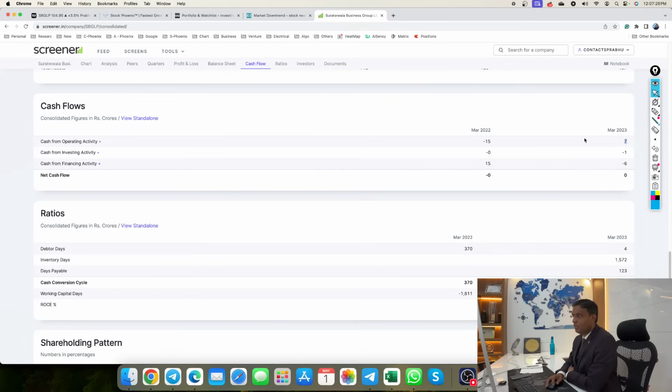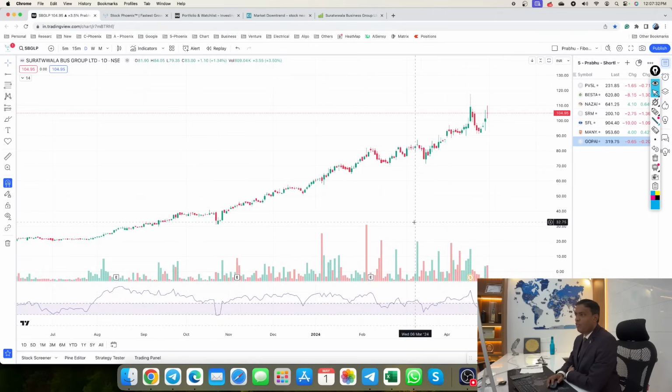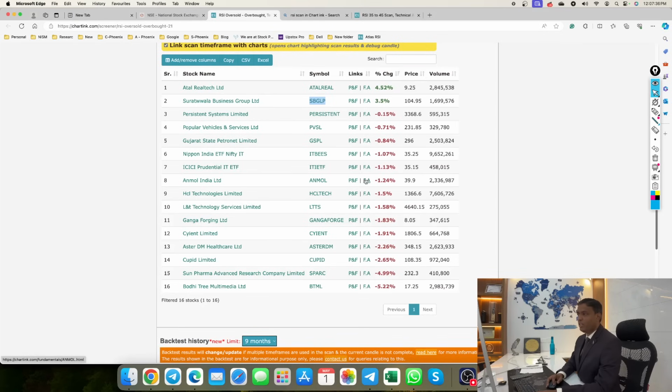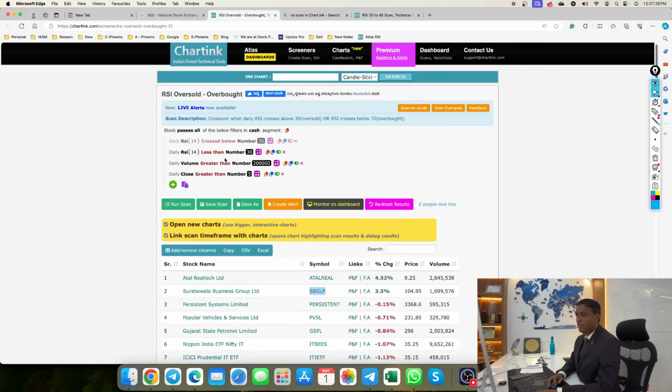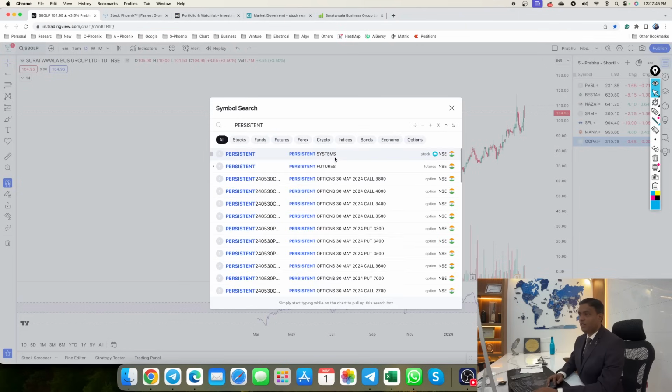Cash flow is negative to positive. Something is happening on the stock, but right now it is standing at a lifetime high. We have to avoid it. Why? I don't know why the stock is coming here. Less than number 30, it shouldn't be coming in, right? Persistent Systems, RSI, let's see.